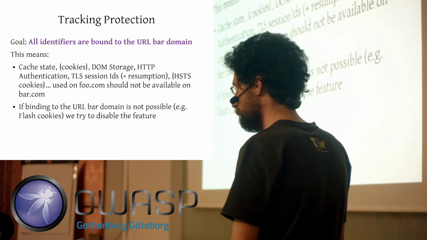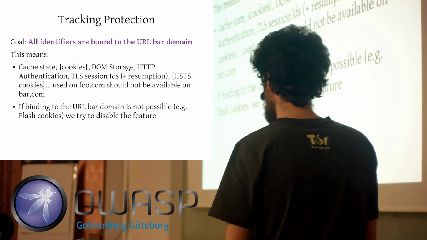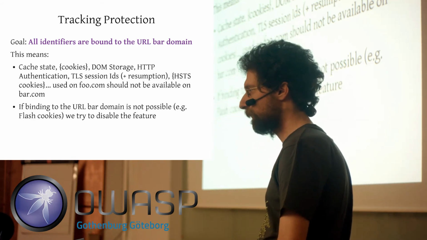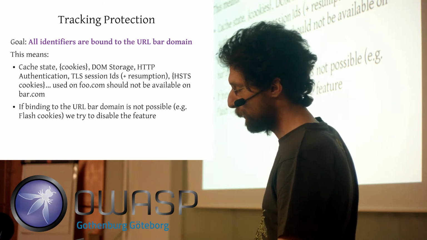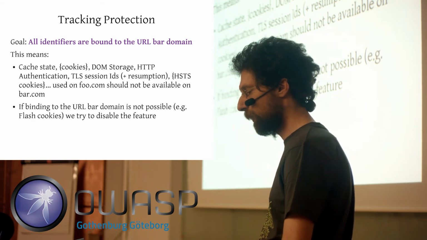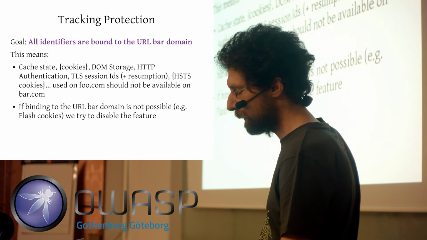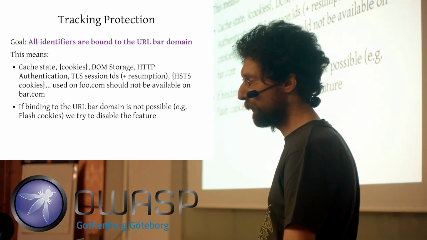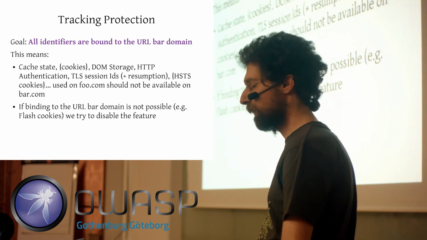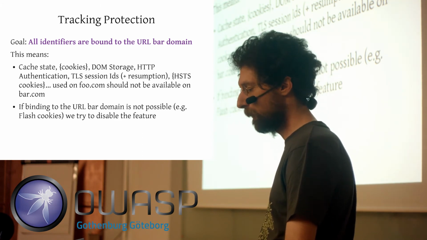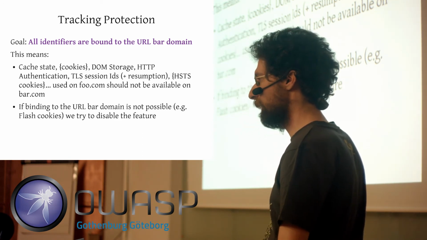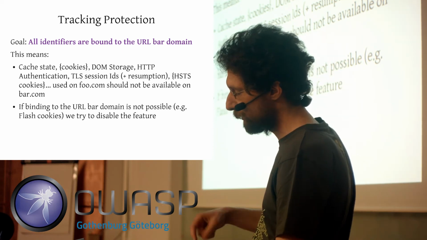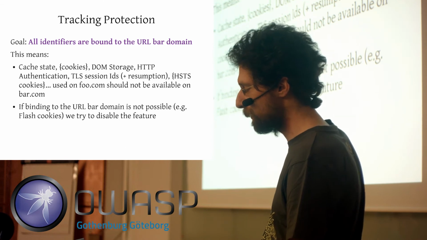So our solution is we separate state by saying all the things that are saved on your computer, like cookies or cache state or DOM storage or HTTP authentication credentials, all those things that are saved on your computer while you're visiting foo.com should not be available to bar.com, which is a different domain. So all those identifiers are bound to the URL domain.